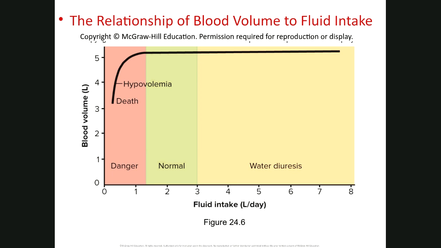Now, if the person is taking too much water, the volume will only reach about 5 liters. Any excess will end up being urinated. So you can be at 4 or 5 liters inside, but it will end up in water diuresis, or it will be excreted by the kidneys, right?